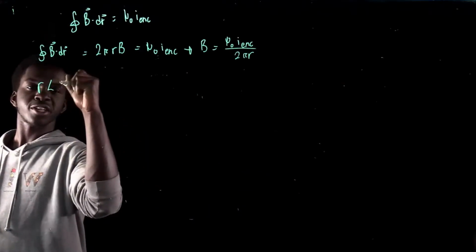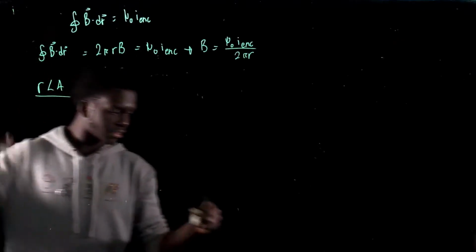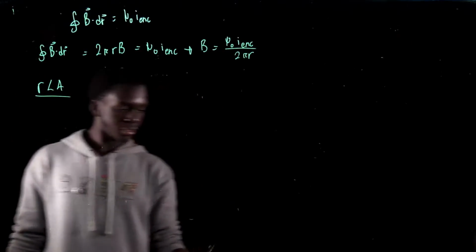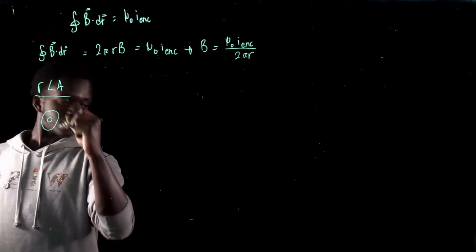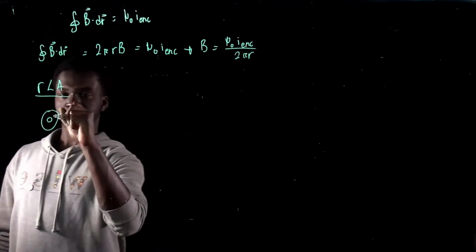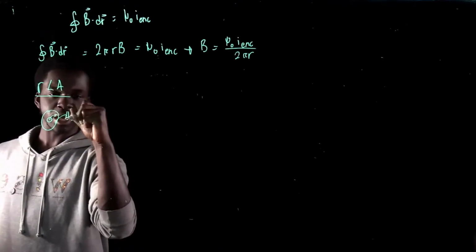We're going to do r less than a, which is inside the cylinder. We're going to find the magnetic field inside. So let's start off by drawing it. That's the cylinder, and then the magnetic field inside. This is going to be r, and this is going to be a.